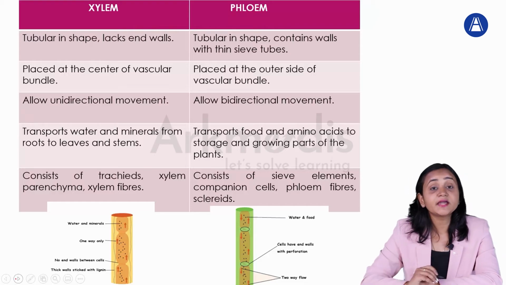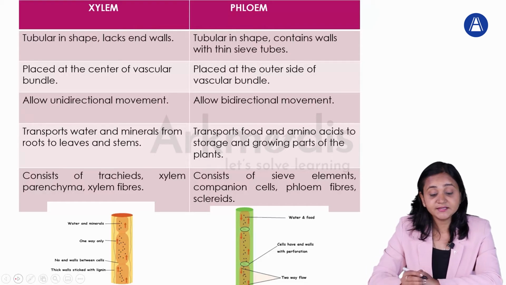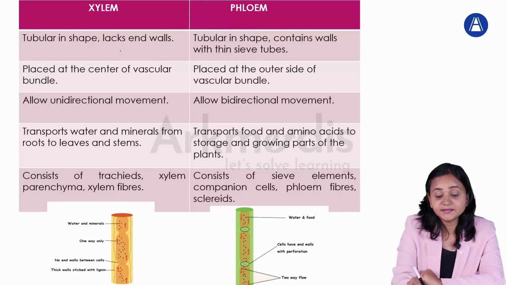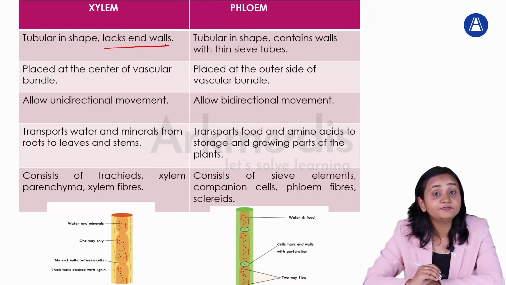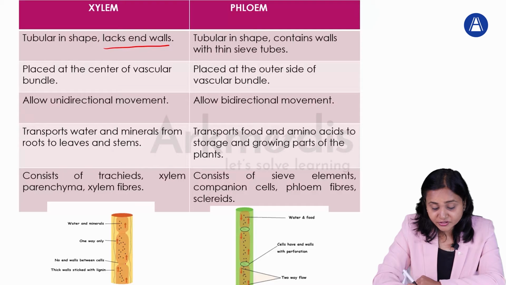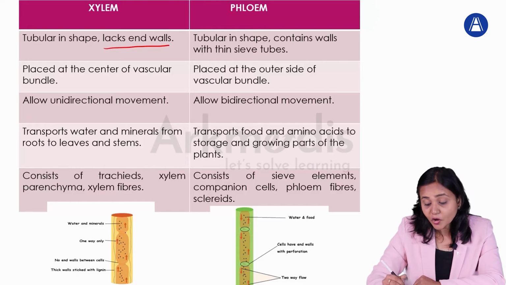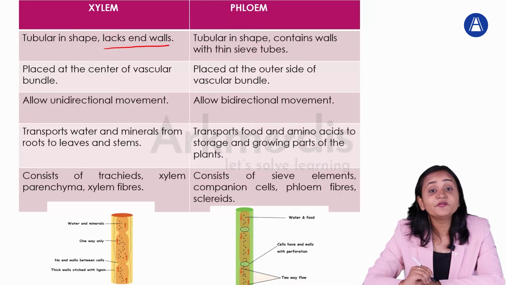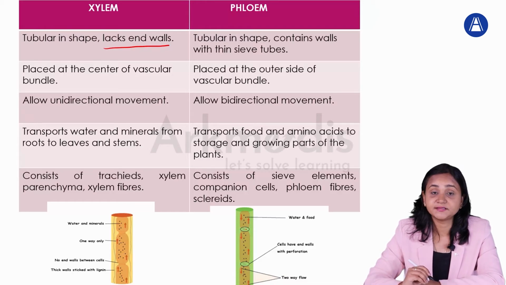Now, looking at the structure of the xylem, it has a tubular shape and it lacks end walls. Here you can see the structure. It has a tube-like shape and does not have any end walls. On the opposite, the phloem has perforated end walls present in it.